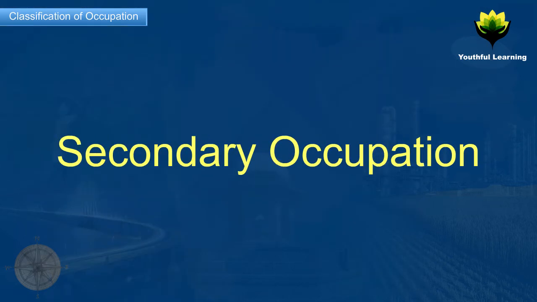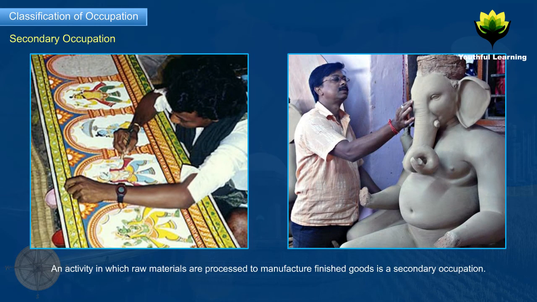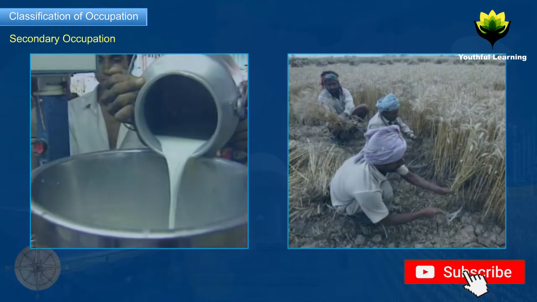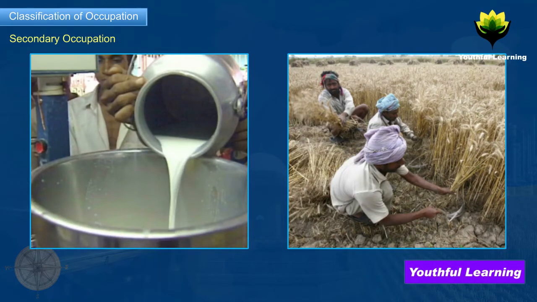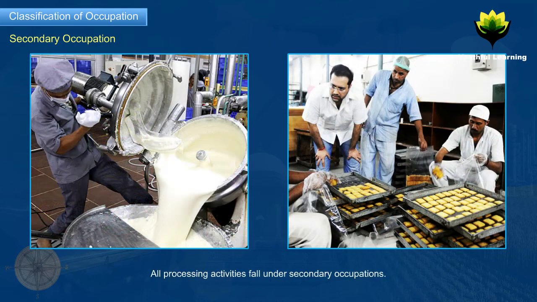Secondary occupation. An activity in which raw materials are processed to manufacture finished goods is a secondary occupation. Primary occupations yield raw materials which are mostly not in the desired shape, nature and quality. Hence, they need to be processed into final goods. Thus, all processing activities fall under secondary occupations.